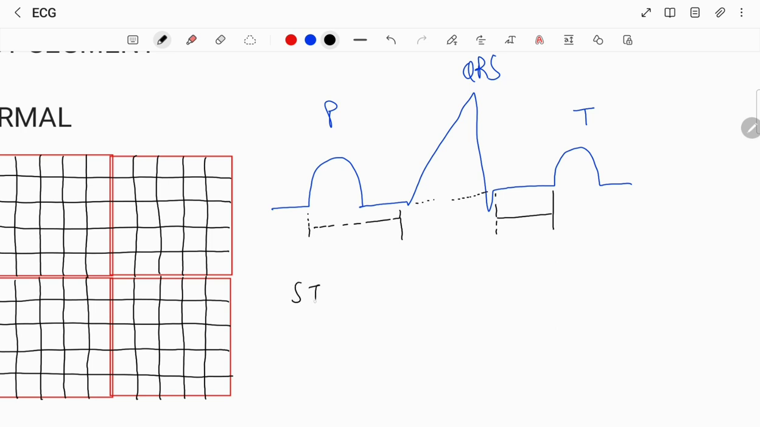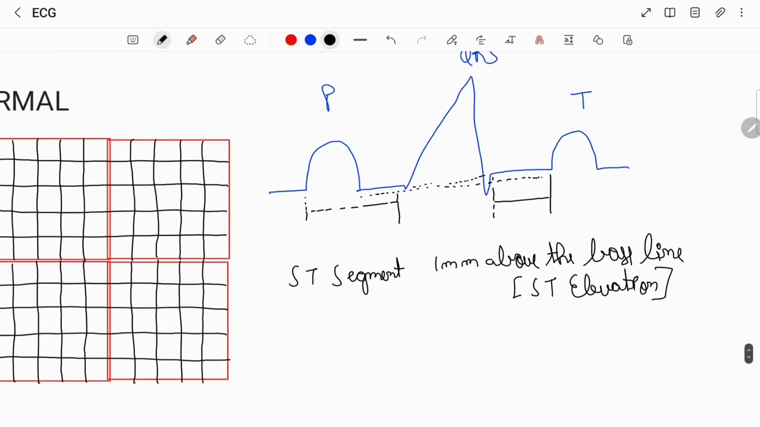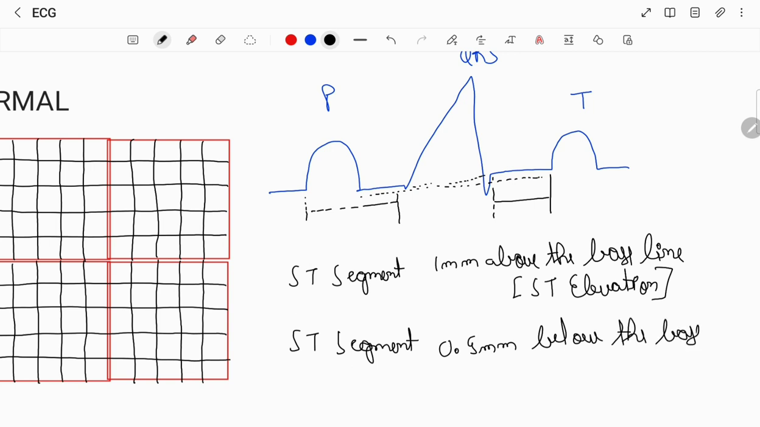If this ST segment goes 1 mm above the baseline, and by baseline I mean that when we extend the PR interval till here, this is the baseline, then this is known as ST elevation. Similarly, if the ST segment goes 0.5 mm below the baseline, then that is known as ST depression.